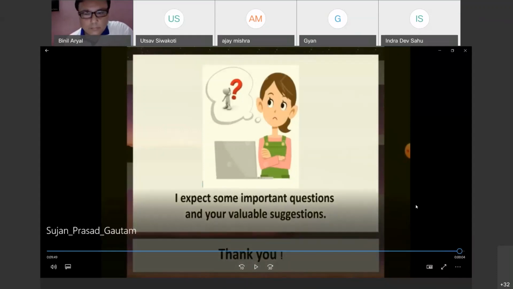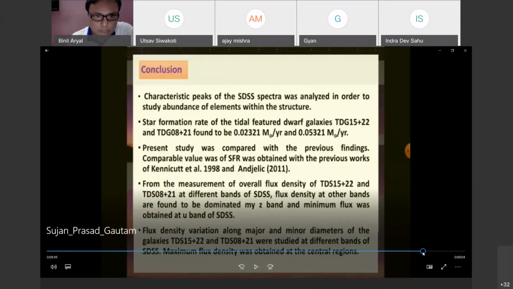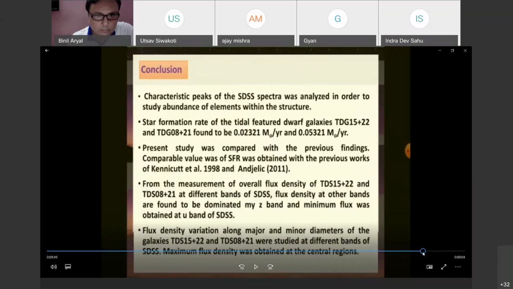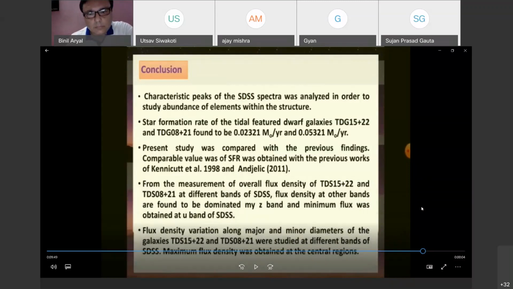In one of the conclusion points, you have mentioned that you're trying to find the abundance of different elements, right? So the first point: your Sloan Digital Sky Survey spectra was analyzed in order to study abundance of elements within the structure. So what kind of abundance are you trying to study? Actually, we studied the characteristic peaks and the corresponding SDSS elements within the structures.